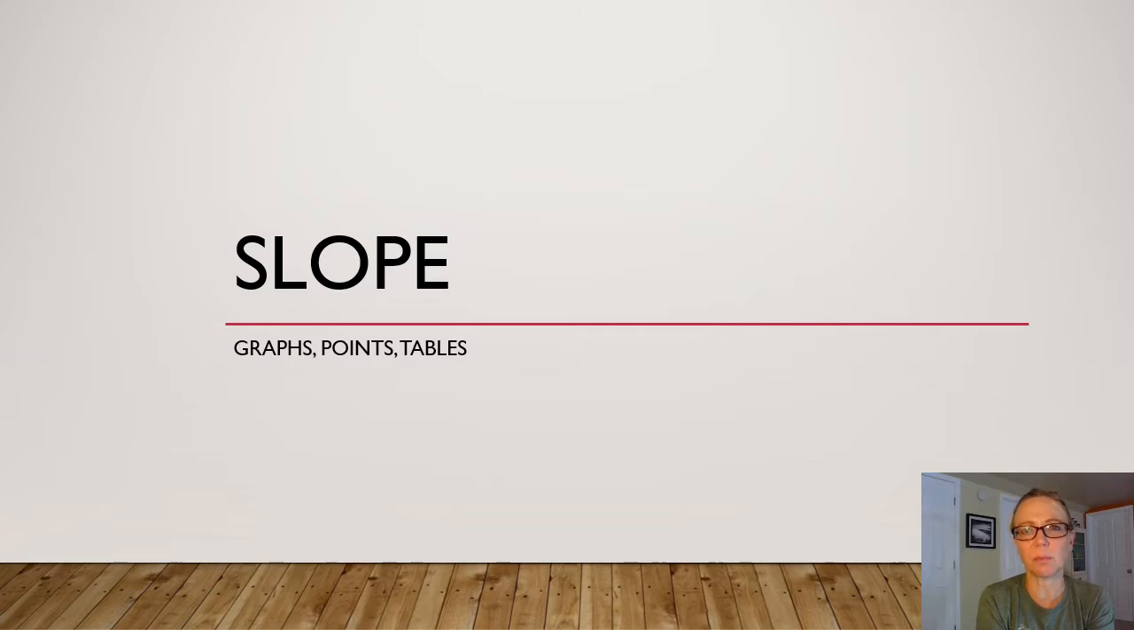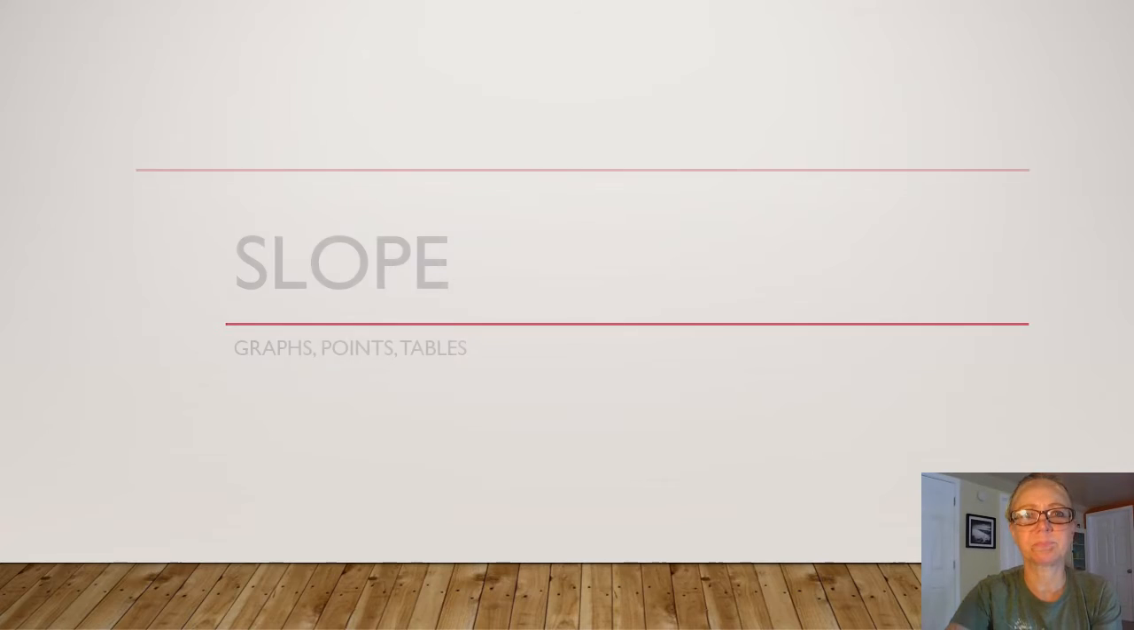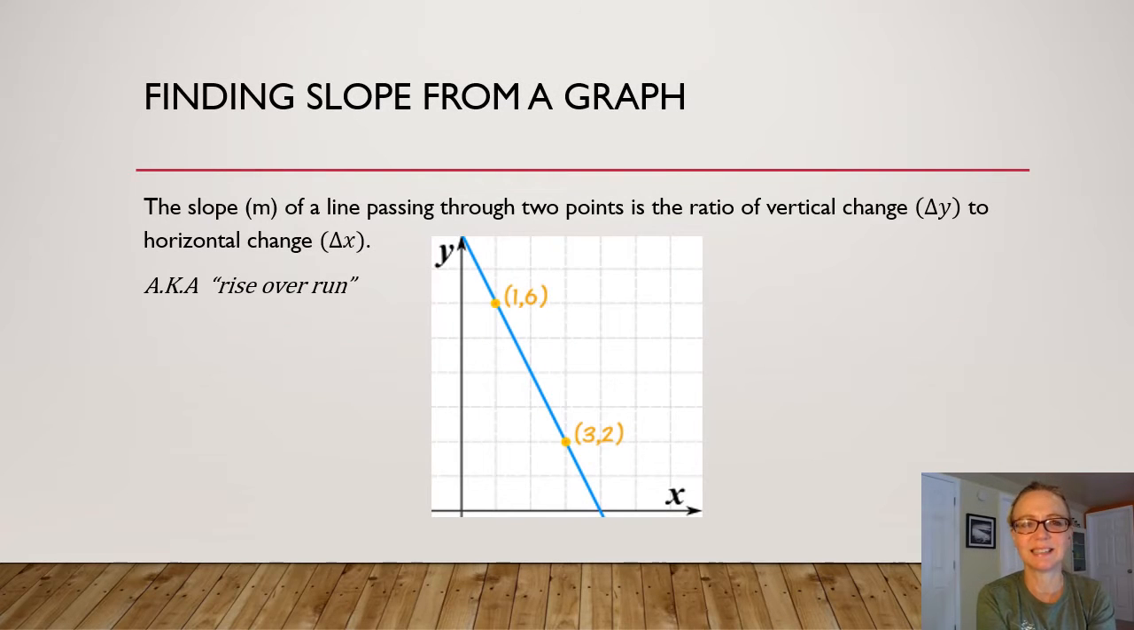We're going to look at slope from 3 points of view: from graphs, from points, and from tables. To find a slope from a graph, you want to look at the ratio of the vertical change, called delta y, to the horizontal change, delta x. This is also known as rise over run.